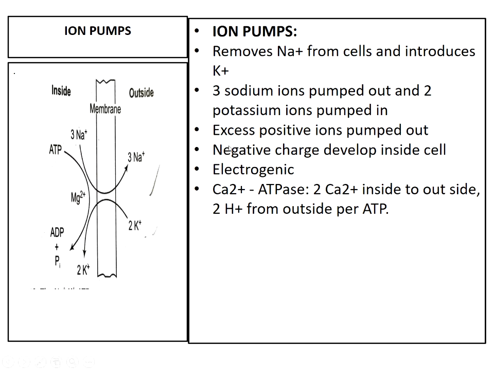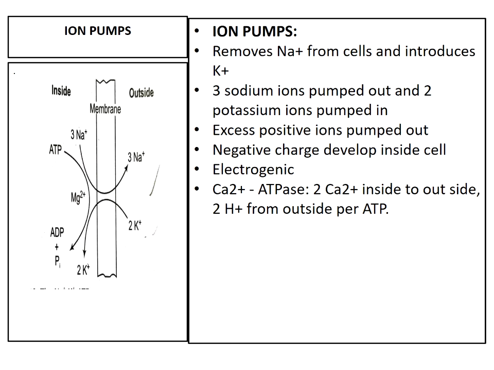So by this, excess positive ion is pumped out, with the result that a negative charge develops inside the cell and a positive charge accumulates on the outside. So it leads to the accumulation of positive charge outside and negative charge inside. This action is called electrogenic action.